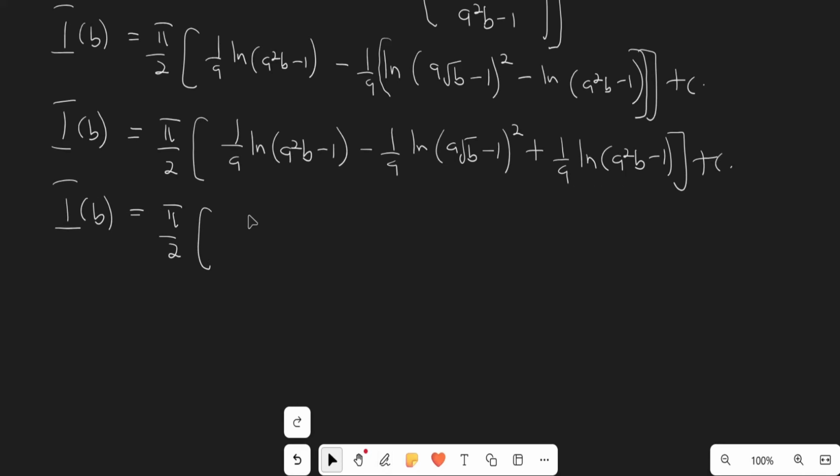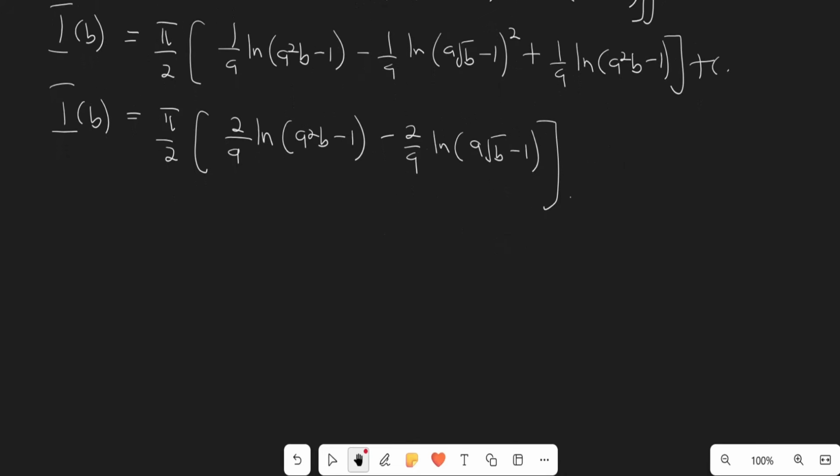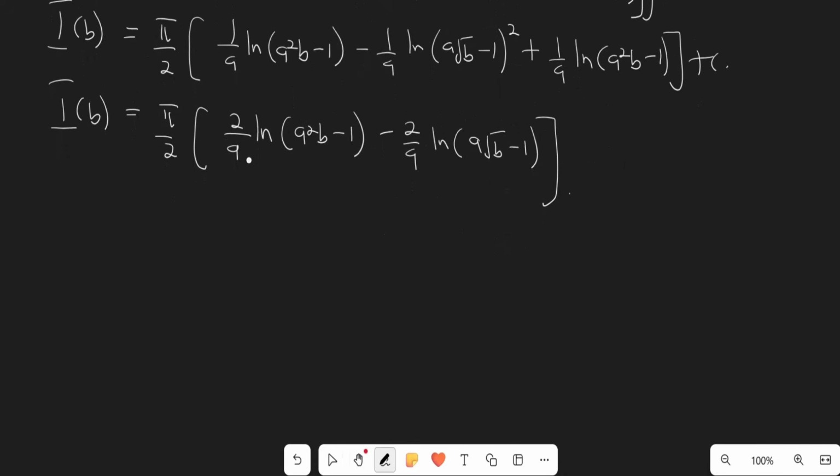All right, so I of b is equal to pi over 2, and now this and this are the same, so that's just 2 times of that, so that is 2 over a, the ln of a squared b minus 1, and this one, I can also bring this 2 back here again, right? I'm bringing the 2 back using the power rule of logarithm, and that is going to be minus 2 over a, and then the ln of a square root of b minus 1, like this. All right, we are almost there. So this one, 2 over a, is common between the two terms, right? So we can factorize it out.